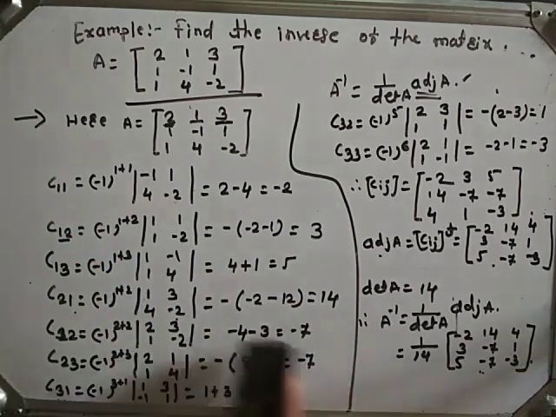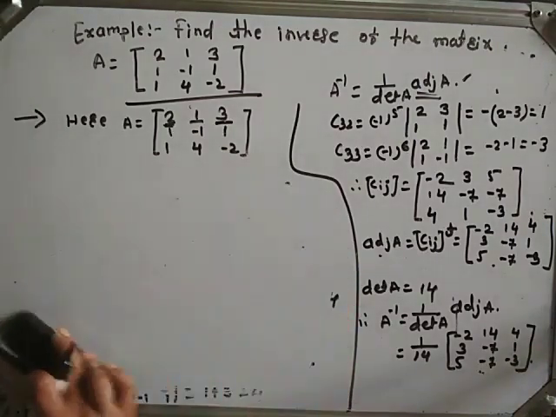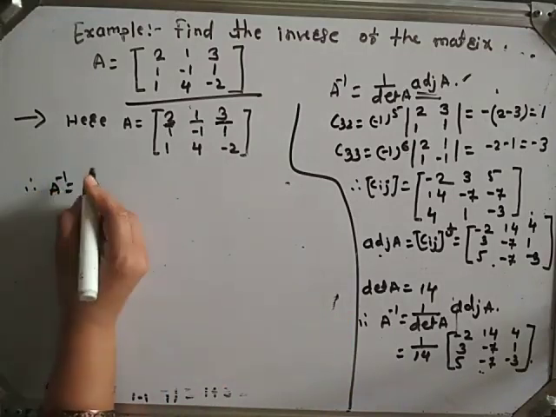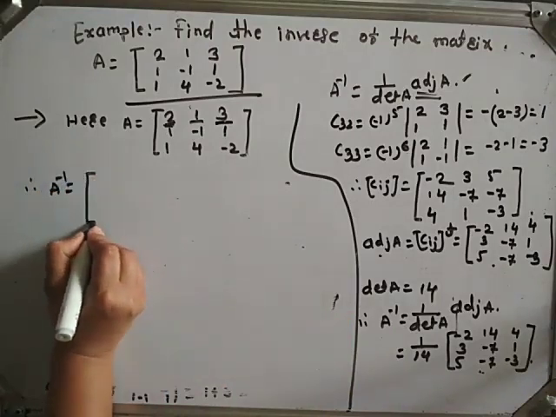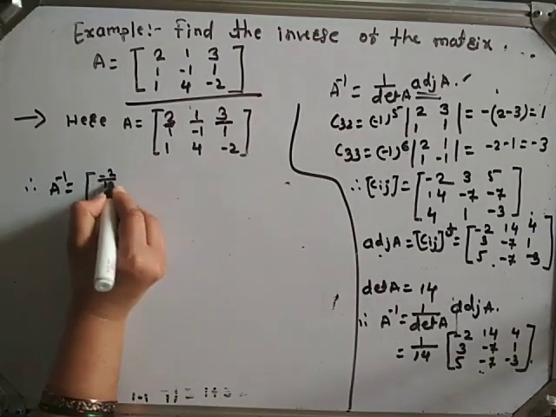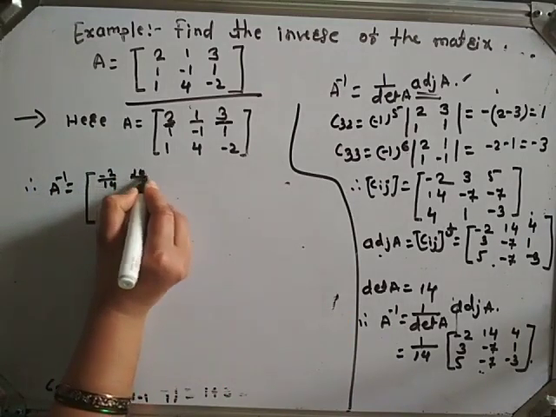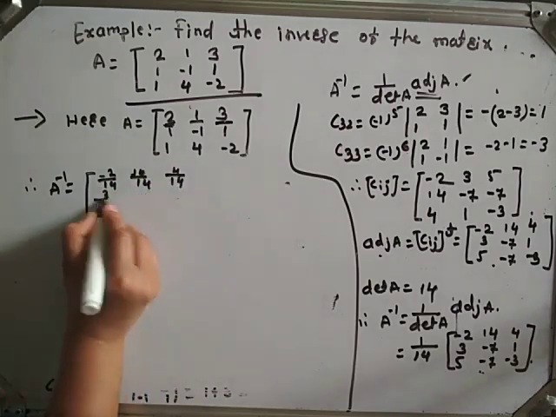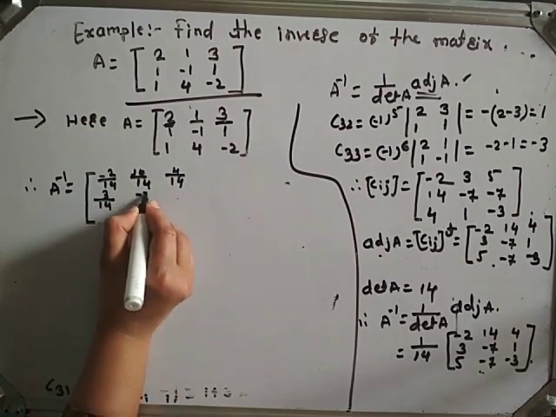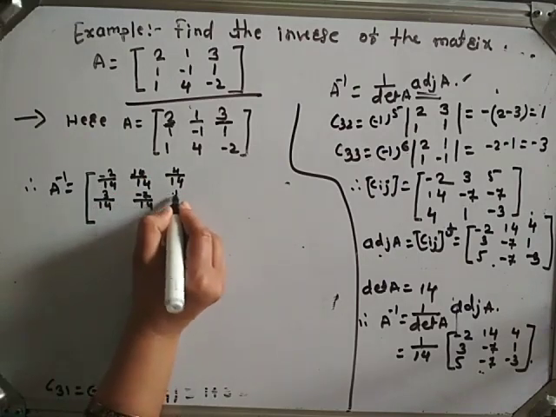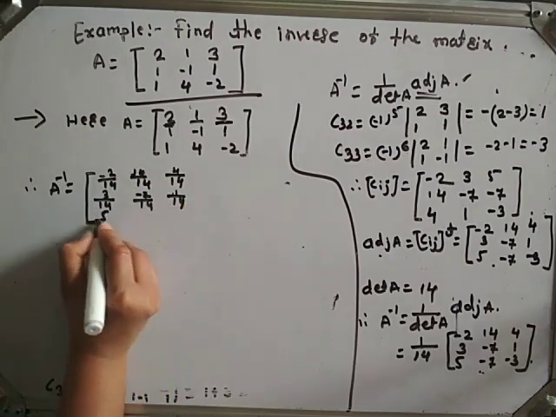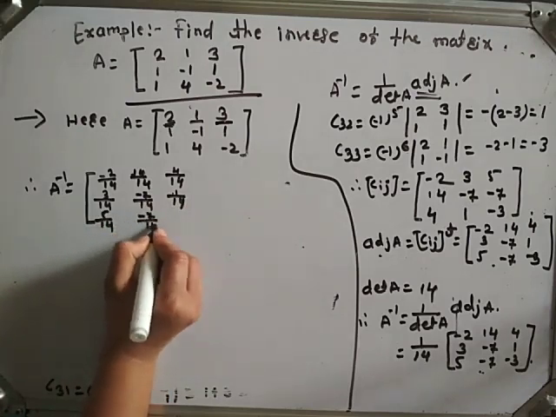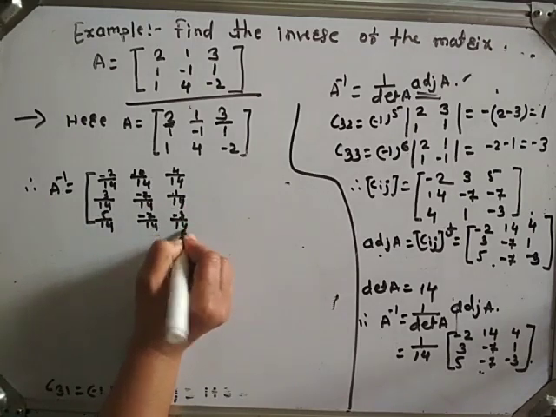Sorry. Let us write down here. Therefore, A inverse is equal to minus 2 upon 14, 14 upon 14, 4 upon 14, 3 upon 14, minus 7 upon 14, 1 upon 14, 5 upon 14, minus 7 upon 14, and minus 3 upon 14.